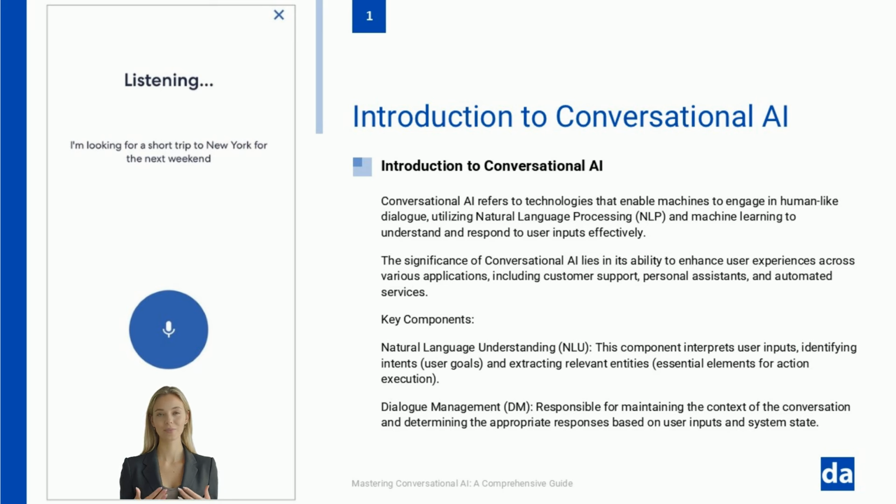Next, we will discuss the key components of conversational AI. The first component is natural language understanding, or NLU, which interprets user inputs by identifying their intents and extracting relevant entities necessary for action execution. Following that is dialogue management, or DM, which maintains the context of the conversation and determines the appropriate responses based on user inputs and the system's state. Lastly, we have natural language generation, or NLG, which transforms structured data into human-readable responses, ensuring that interactions feel natural and engaging.